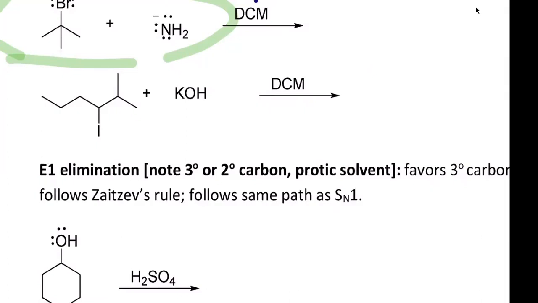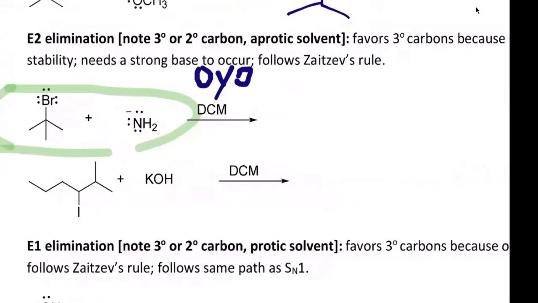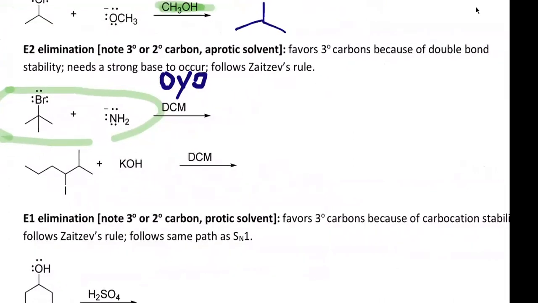So for this E2 elimination, there's a couple of things to know about it. Again, this is redundant from part one, if you took me for part one, but you have to have a base. That's one thing that's important. You got to have a strong base in order for E2 elimination to happen. This also favors tertiary carbons, right? Because if you eliminate from a tertiary carbon, you're going to form a highly substituted alkene, or your pi bond is going to be substituted, right?